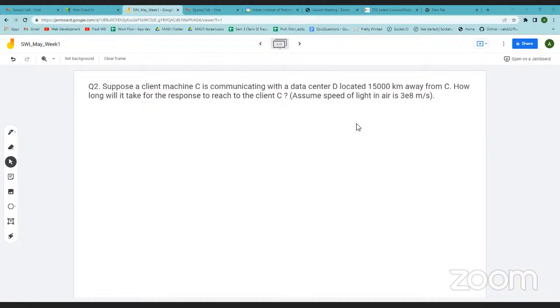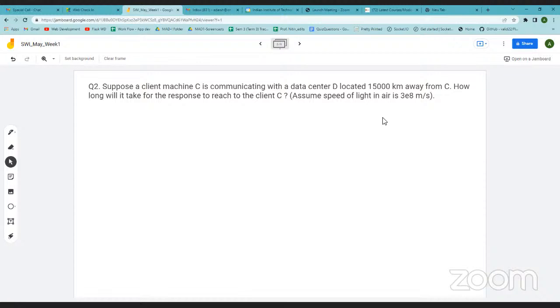So we will consider the speed of light in air to be 3 into 10 raised to power 8. Okay. If you have any confusion in during exam you're solving this question, if you have any confusion what to take, just go with the data given. Okay. Just go with the data given. You don't have to worry about the actual values.